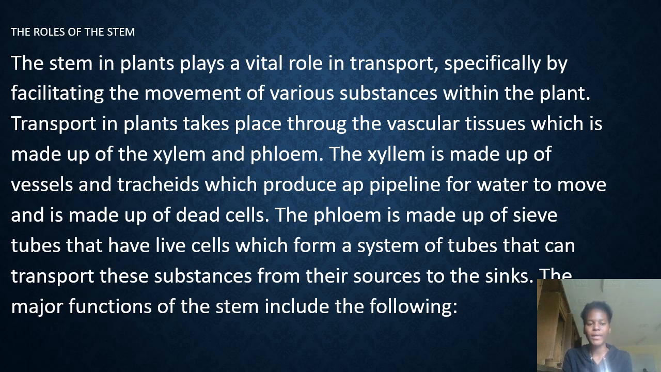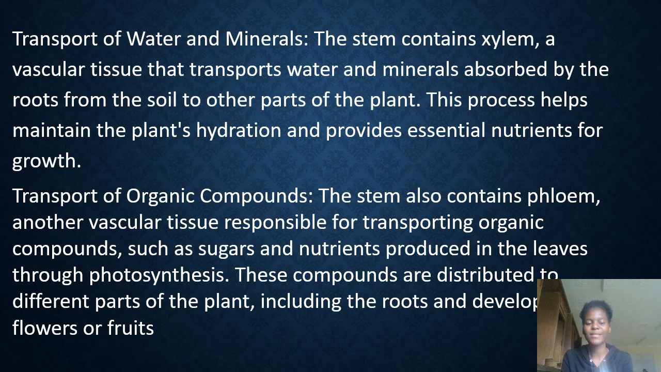Transport of organic substances. The stem also contains phloem, another vascular tissue responsible for the transport of organic compounds such as sugars and nutrients produced in the leaves through photosynthesis. These compounds are distributed to different parts of the plant, including the roots and developing flowers and fruits, and this process is called translocation.